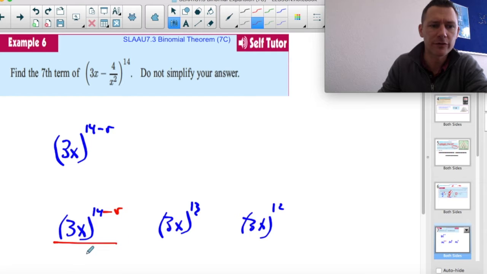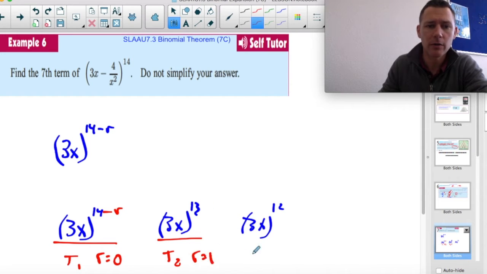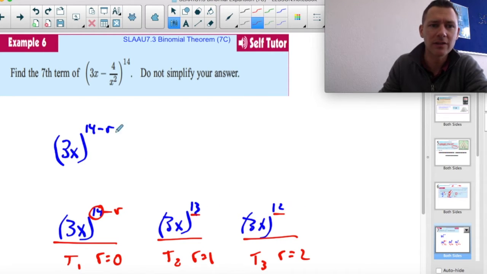So in this first term, t1, r is 0. I'm not decreasing that at all. Here in t2, the second thing you see, r is 1. Here, t3, r is 2, because I've decreased this 14 by 1, now I've decreased it by 2, so that's what this r is.